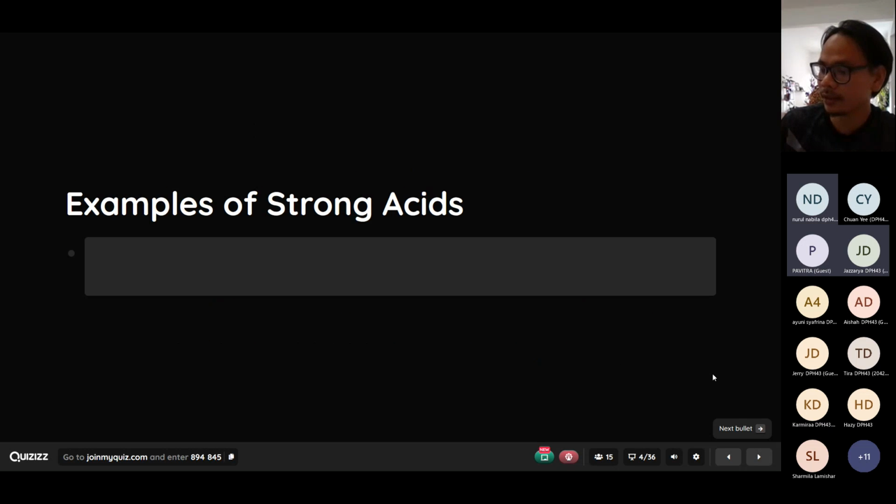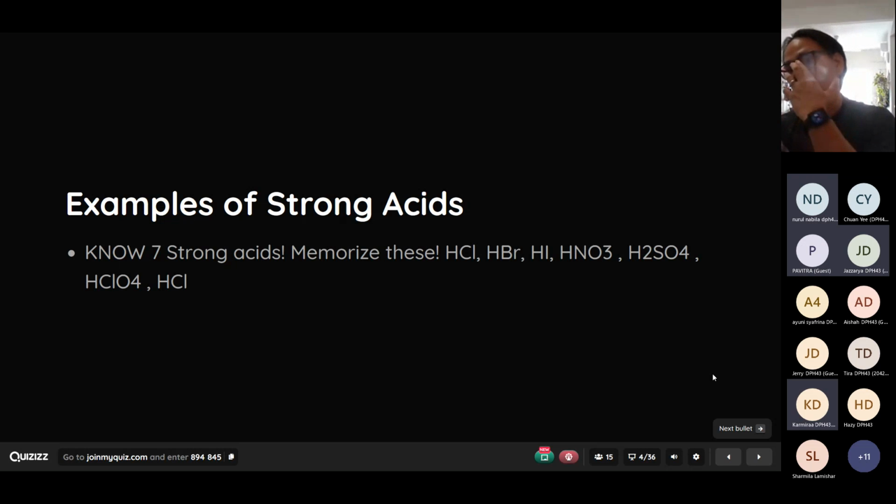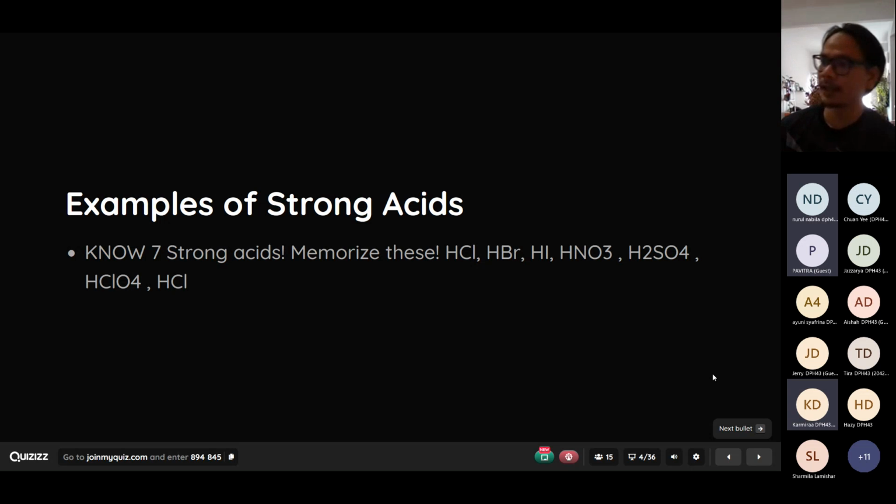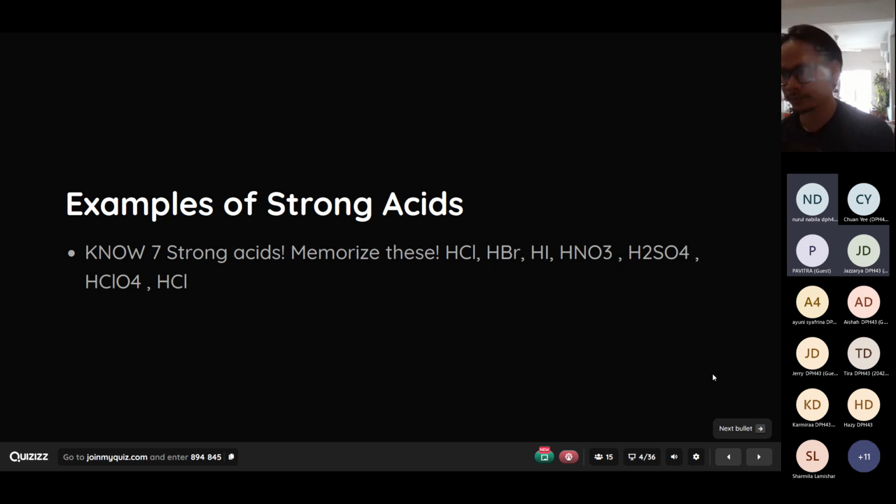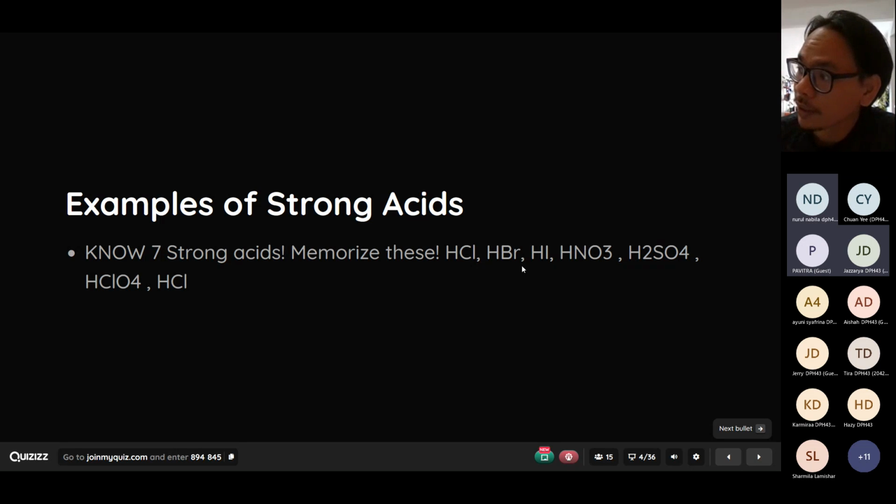Examples of strong acid adalah, there are 7 that probably best that you memorize. Okay, kita ada hydrochloric acid, hydrobromic acid, hydrogen iodide, nitric acid, sulfuric acid, perchloric acid. Okay, so HClO4, HCl, H2SO4, HNO3, HI, HBr. These are all substances dan bila dia larut dalam air, dia akan menghasilkan H+ ion dengan sepenuhnya ataupun hydronium ion dengan sepenuhnya.